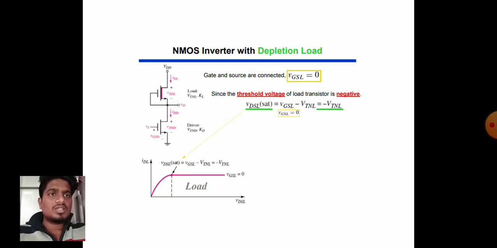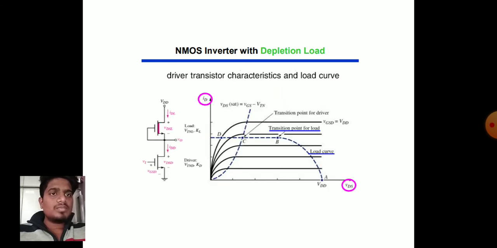NMOS inverter with depletion load, gate and source are connected. VGS is equal to 0 since the threshold voltage of the load transistor is negative. VDL SAT equals VGSL minus VTL minus VTN equals 0. NMOS inverter with depletion load. The driver transistor characteristics and the load curve, where VDS SAT is equal to VGS minus VTN.